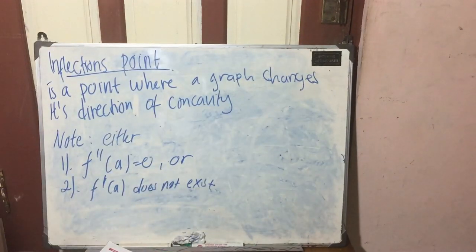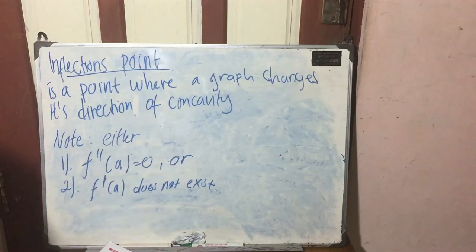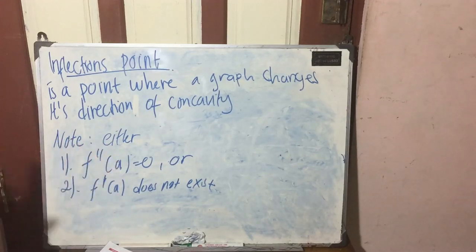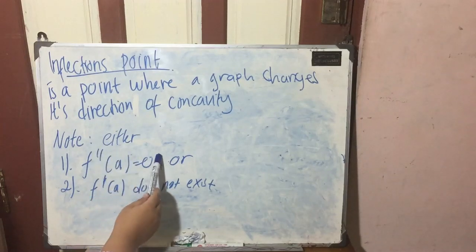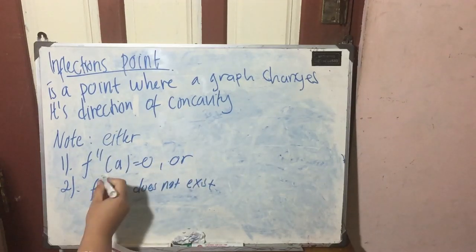Okay, everyone, what is an inflection point? An inflection point is a point where a graph changes its direction of concavity. At each inflection point, either the second derivative is equal to 0 or the second derivative doesn't exist.